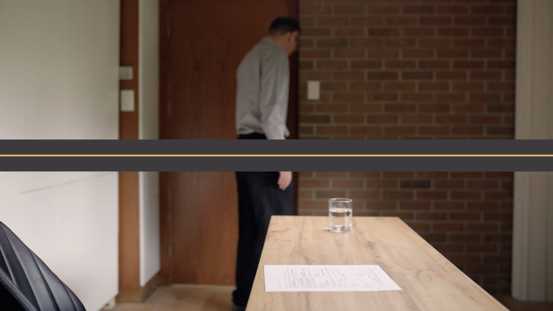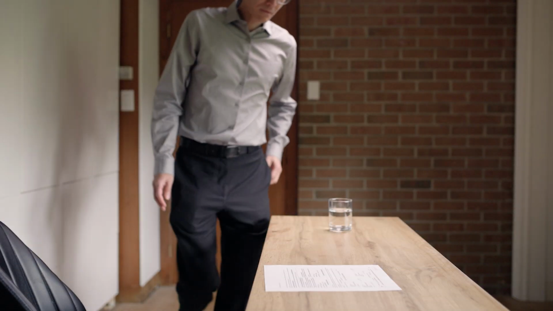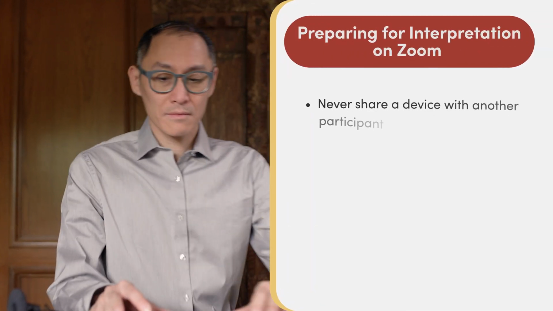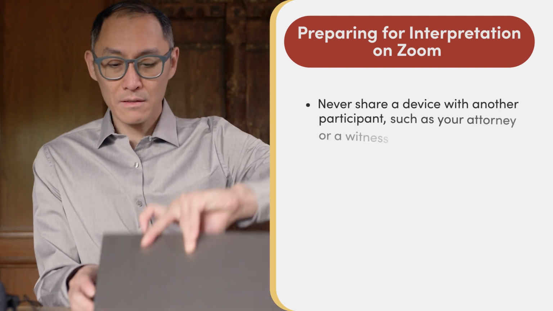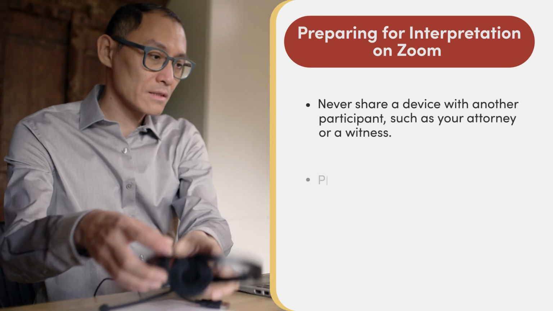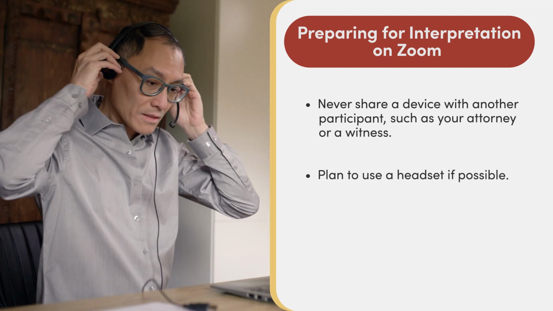If you are not able to use the computer audio in the Zoom app, you can still work with an interpreter, but the interpretation will be in consecutive mode. That means the interpreter will have to interpret after each speaker, rather than providing simultaneous interpretation. This can make the process longer. Never share a device with another participant, such as your attorney or a witness. Plan to use a headset if possible.